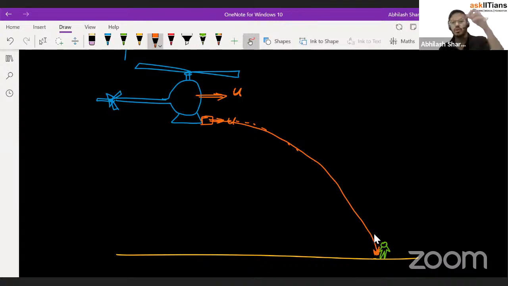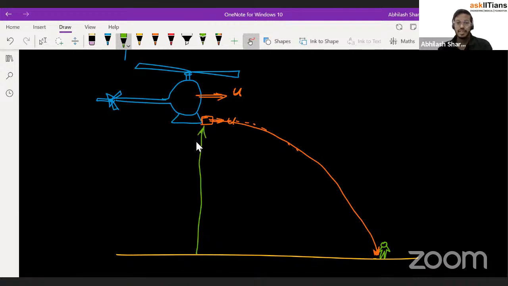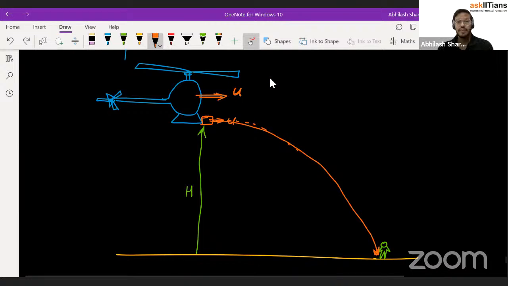Just like that ball that was thrown from the top of the building. Now, suppose I tell you that this chopper was at a given height. The given height, let us take as capital H. And the initial speed, let us take as u. Just take the gravity as g only. Don't substitute its value. Keep it g itself.